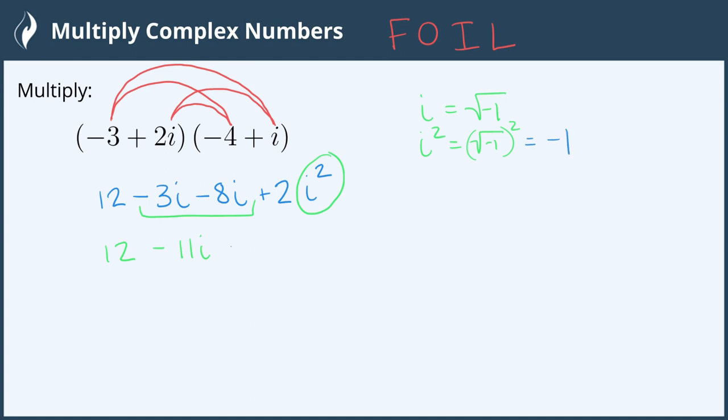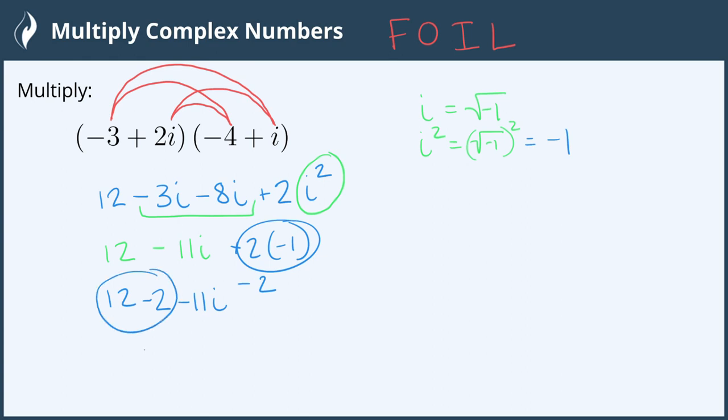So we have a positive 2 times a -1 at the end. A positive 2 times a -1 is a -2. So we can combine those terms now that are similar. This becomes -2. So we have positive 12 minus 2 minus 11i. Positive 12 minus 2 is 10. So we have 10 minus 11i. And we have our new complex number after we multiplied these two complex numbers together, and we're all done.